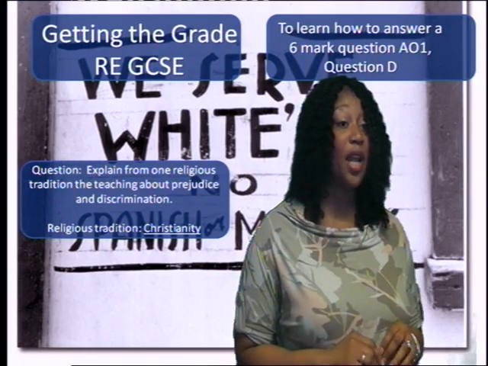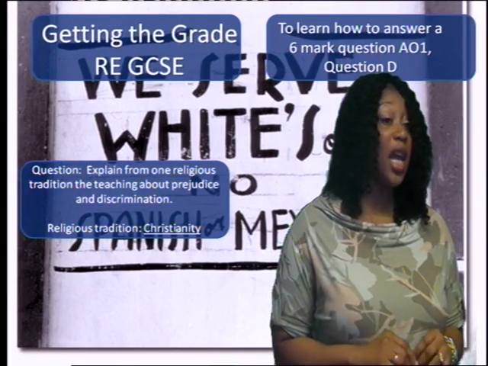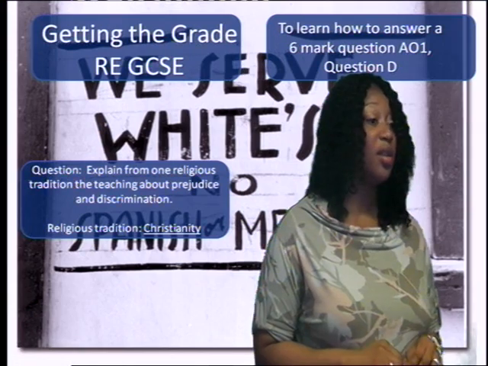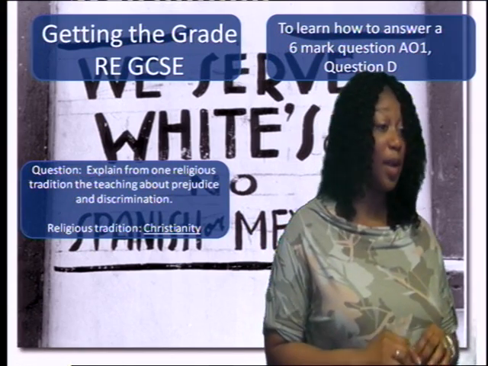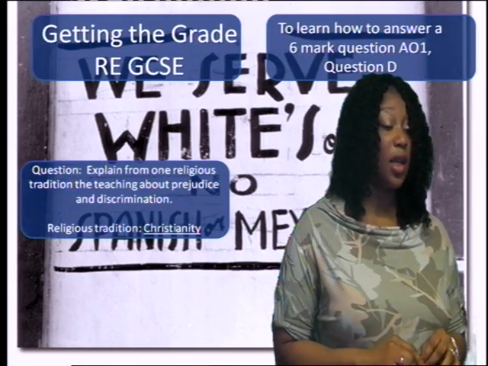Today we're going to focus on how we can answer a 6 marks AO1 question D. The question that we're going to use is: explain from one religious tradition the teachings about prejudice and discrimination. The religious tradition that we're going to use is Christianity.